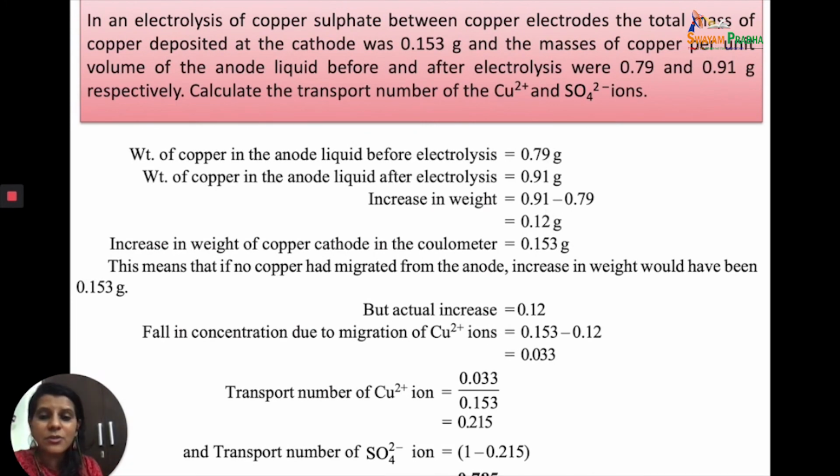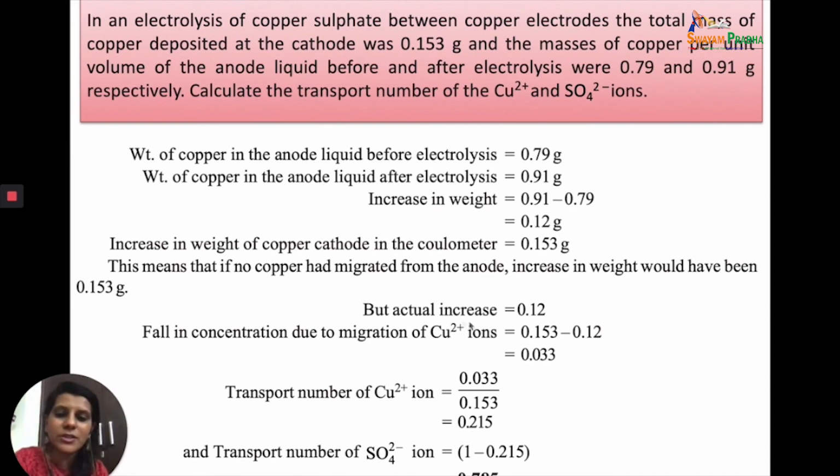Now the increase of the copper cathode in the coulometer. Now in the coulometer you had 0.153 grams of copper deposited. So that means if no migration had taken place of copper, then the increase in the weight would have been 0.153, because we know according to Faraday's first law, the concentration changes at the electrodes are proportional to the amount of electricity passed. The amount of electricity passed corresponds to the amount of copper deposited in the coulometer. So the change should have corresponded to 0.153, but the actual increase that you see is 0.12 grams.